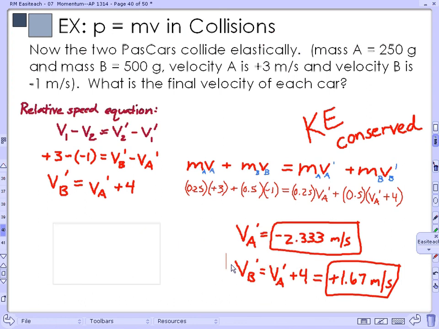1.67 meters per second. By the way, what is the relative speed between these two? Four meters per second. Are they moving toward each other or away from each other? Away from each other, because this is after the collision. By the way, what is the relative speed before the collision? 4 meters per second, because one is going to the right at 3 and one is going to the left at 1, and they are approaching each other at a relative speed of 4 meters per second.